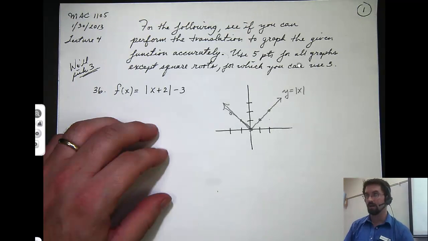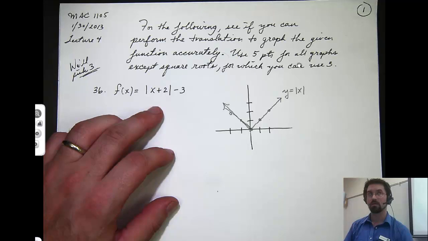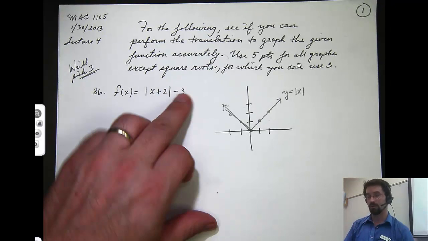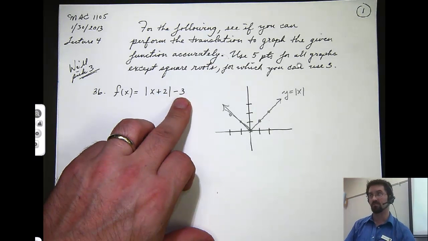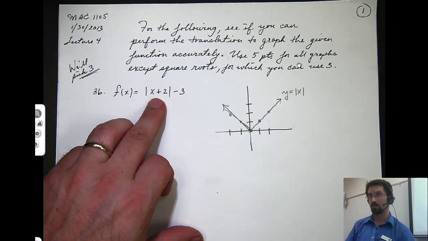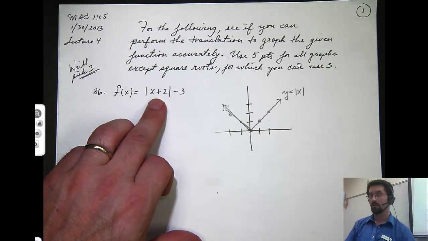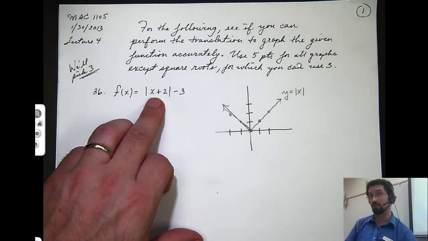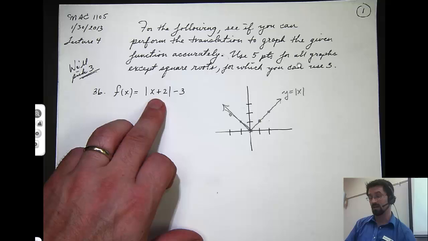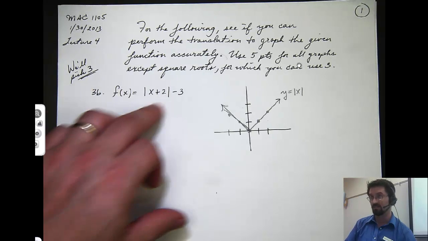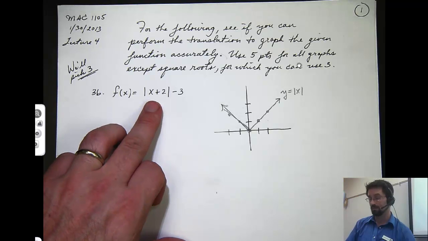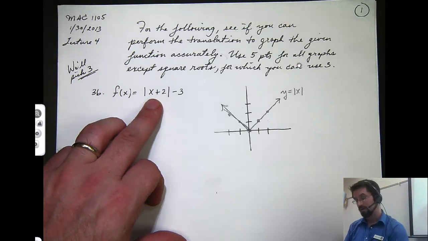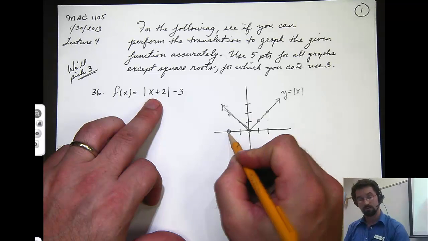What transformation has been applied here? Down 3, and before that, what happens in here? To the left 2. Why the left 2? Because if you plug in negative 2, it makes that 0. And the vertex of an absolute value is always found at what makes the inside equal 0. So negative 2 makes it 0. Its vertex is over here then.